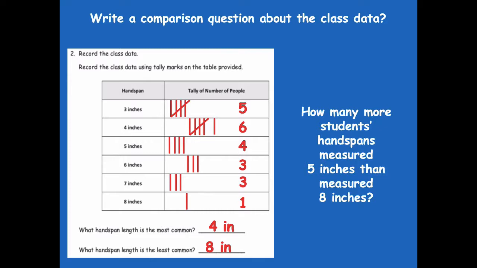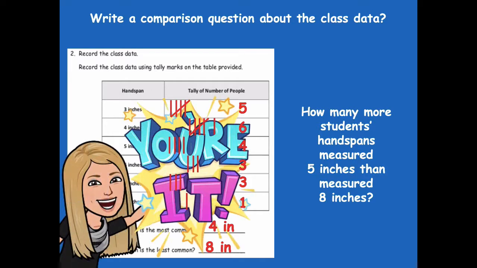Okay, so that's an example of one because I'm comparing the people who had 5 inches, which is 4 people, to the people who had 8 inches, which is 1. So then I would solve that by saying 4 minus 1 equals 3. So 3 more people had a 5-inch hand span than an 8-inch hand span. Okay, so you're going to pause the video, you're going to come up with your own comparison question, and then click play when you're ready for the next step.